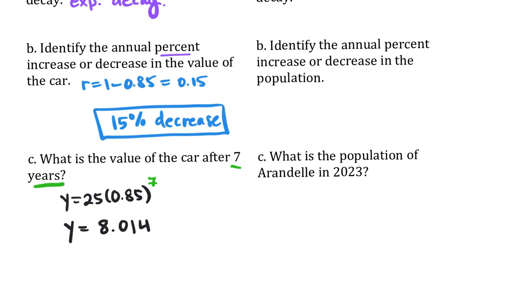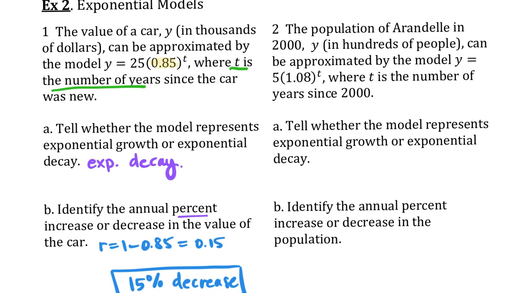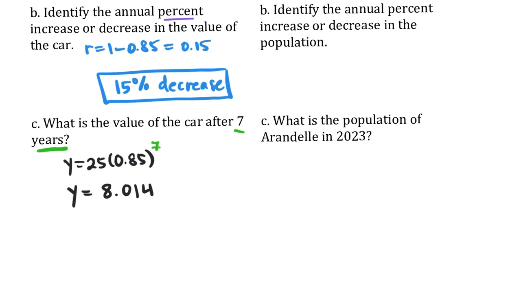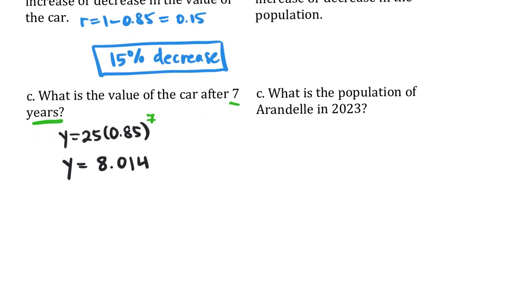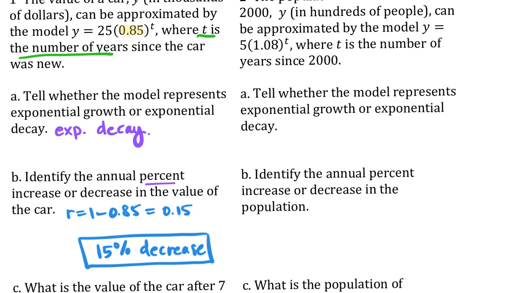Okay, now I'm going to go back and read the question because the value of the car is not 8.014. I'm very sure of that. Okay, why? The value of the car Y in thousands of dollars. So this is thousands of dollars. So the car is about $8,000. Okay, so after 7 years, the car is now worth about $8,000. Initially, what was it worth? Initially, it was worth 25. Now it's worth 8.